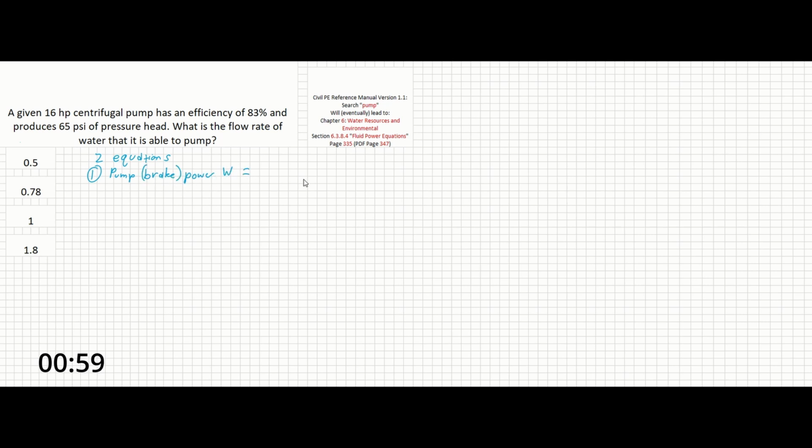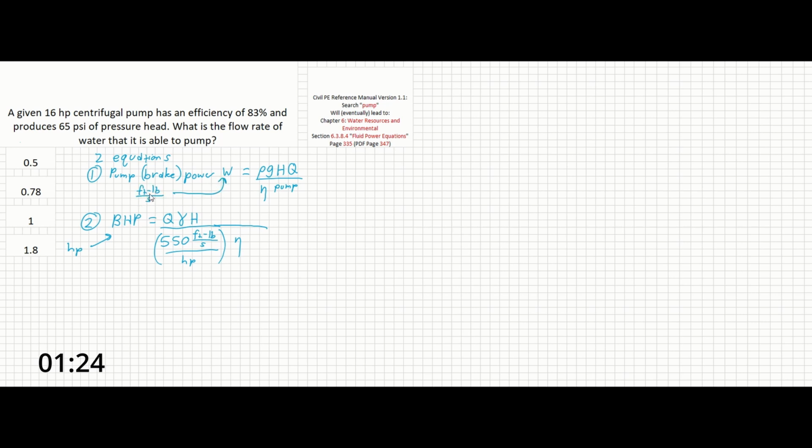For example, rho times g is actually gamma. This might not be in the manual, but it's something to remember from fluid mechanics. Additionally, the power of the pump is either given in horsepower or in pound-foot per second. The second equation even provides the conversion from one to the other.